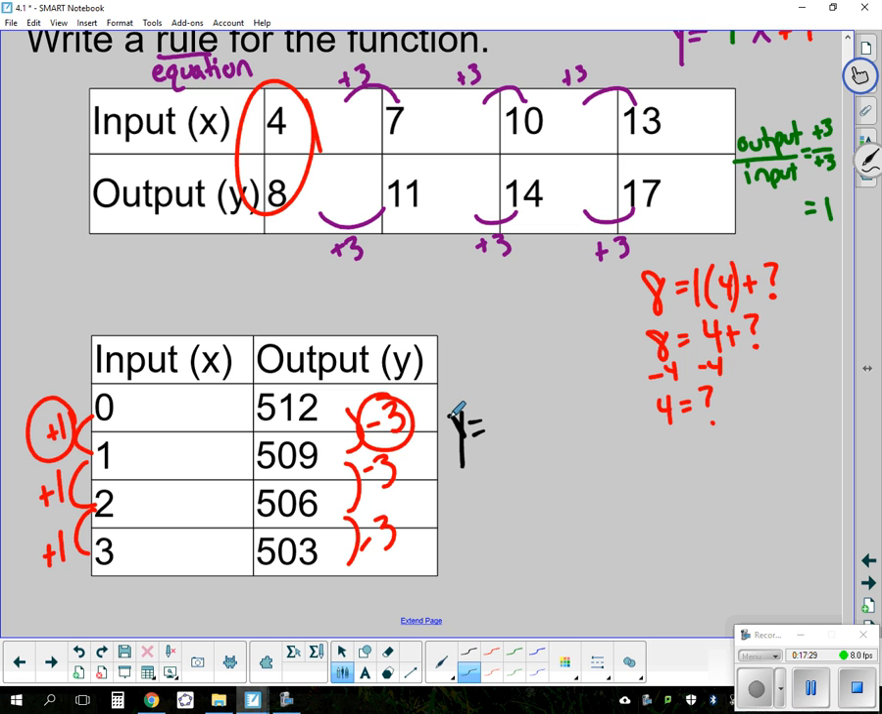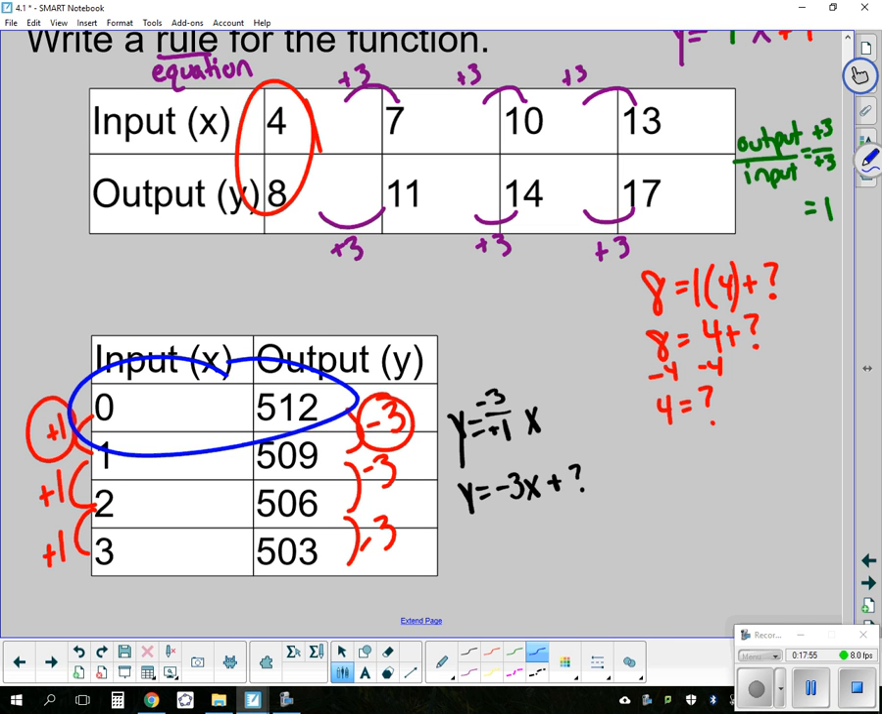Okay, so we have y equals something times x plus or minus some other number. Well, the thing that goes here is your output over your input. Same thing we did up there. That's, of course, just negative 3x. And then we need to figure out, should we be adding or subtracting some other number? Do I need to add or subtract something back here?